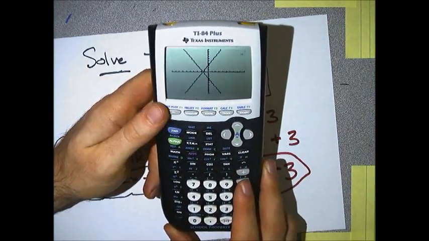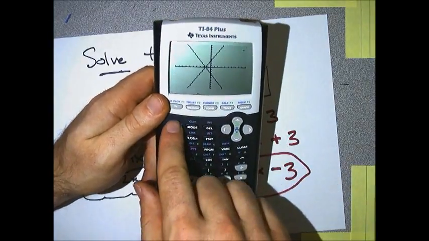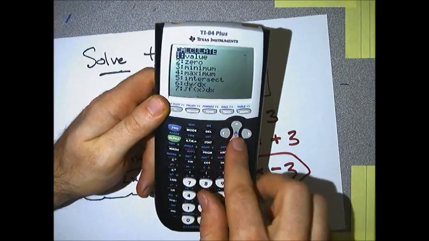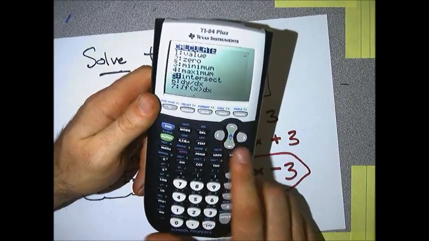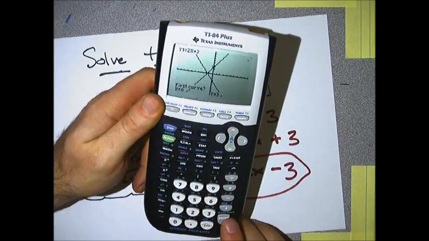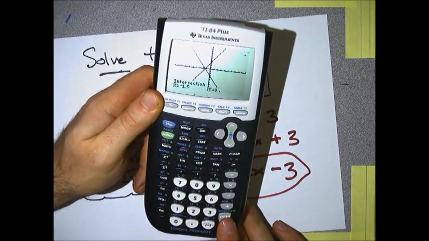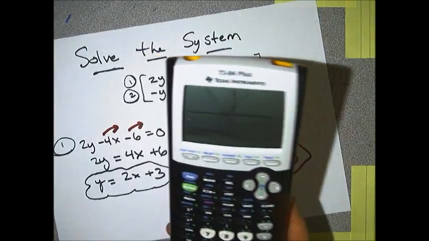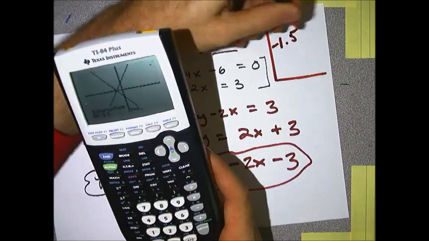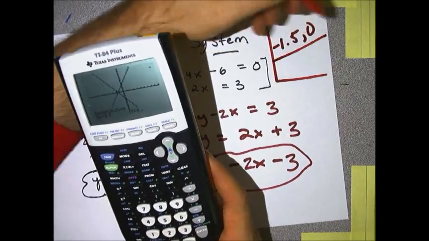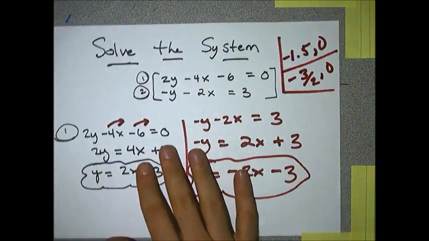To find where something intersects, you use calculate, which is above trace, and you'll see it's in a different color. You hit second and trace to calculate. You look at the menu and ask, what do I want to calculate? I want to calculate the intersection. Choice 5, you hit enter. When you're on the screen, you hit enter once, twice, third time, answer. Your answer to this system of equations is negative 1.5, 0. You could also refer to that as negative 3/2, 0. Either answer would get you credit.